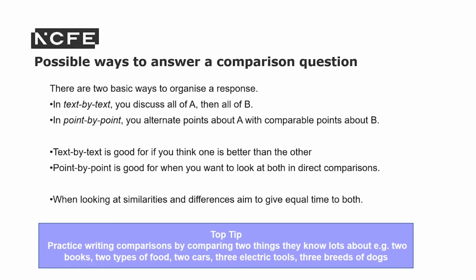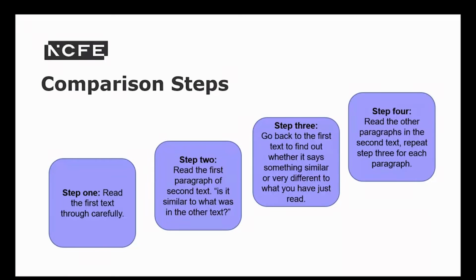So one way to look at comparisons is to look at steps. Step one would be to read the first text carefully. Step two would be to read the first paragraph of the second text and think, is it the same as what the other text says, or is it different? Step three, go back to the first text again to find out whether it's something similar or different to what you've just read. And then step four, read the other paragraphs in the second text and repeat step three for each of the other paragraphs that are in the documents.